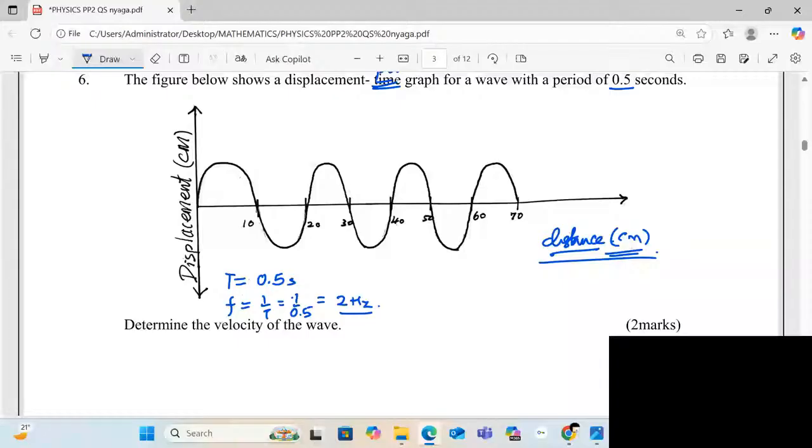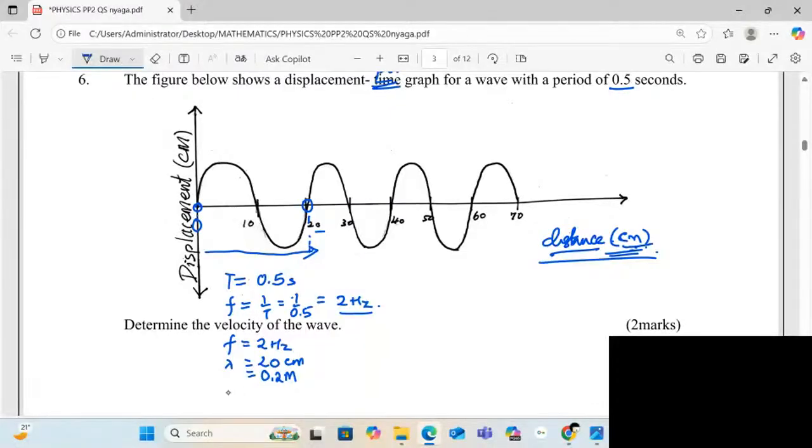So having frequency, then what will be our wavelength graph? From here all the way up to here, we can have a complete wavelength. And in our diagram, we are having the distance given in centimeters. So from here, assume it is 0, points here, then it becomes 20 centimeters, which is equivalent to 0.2 meters in SI units.